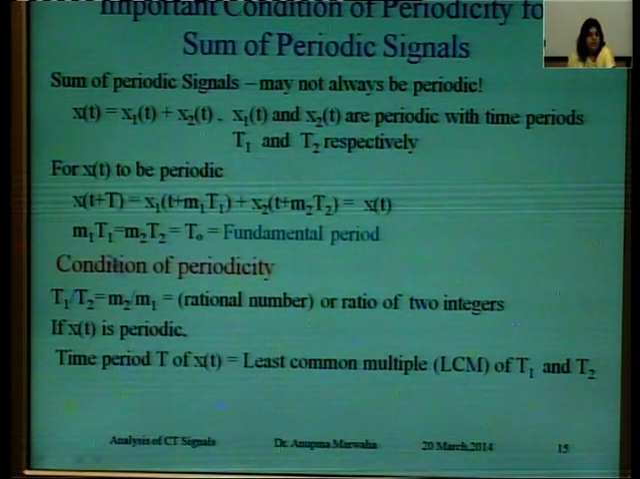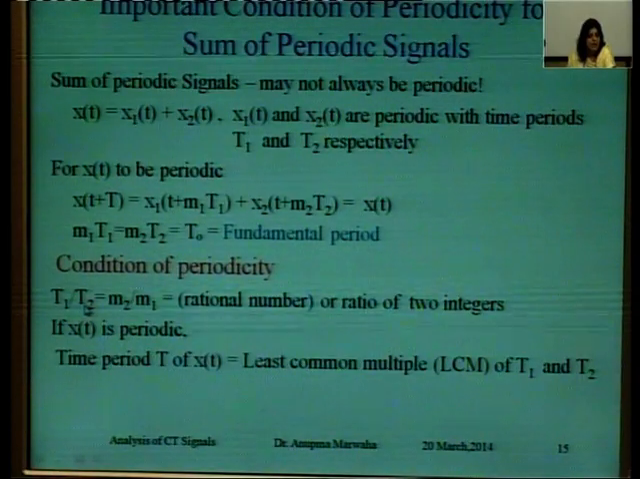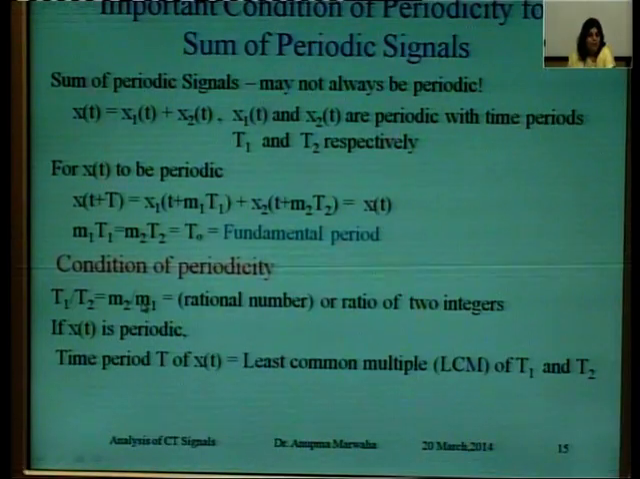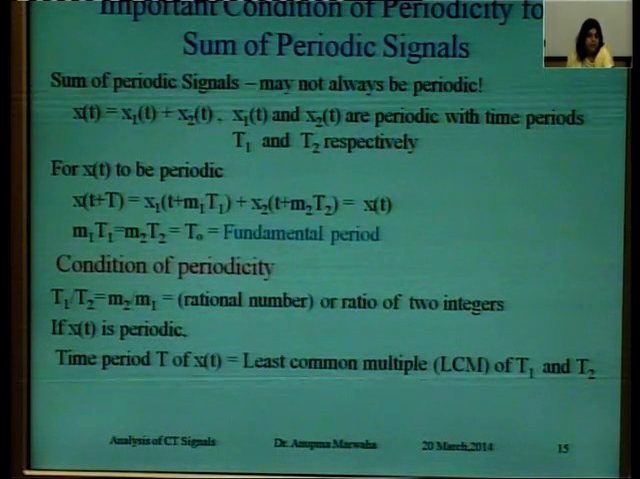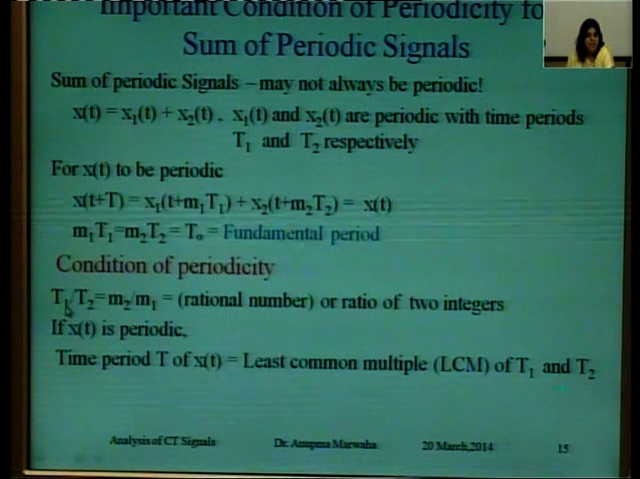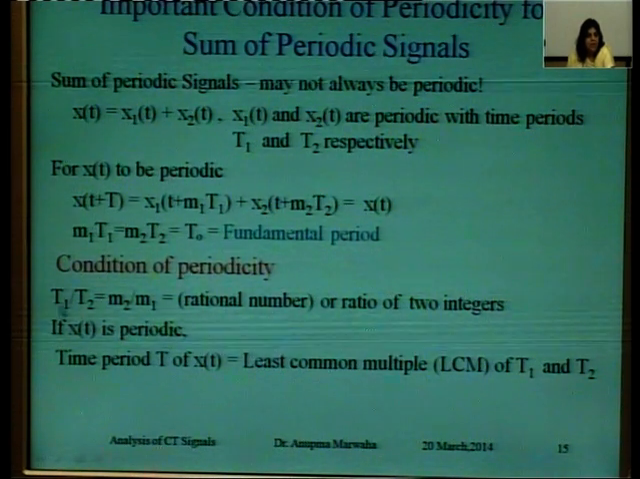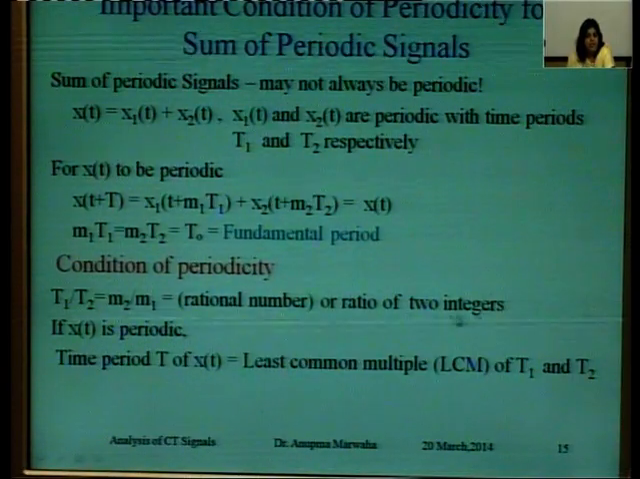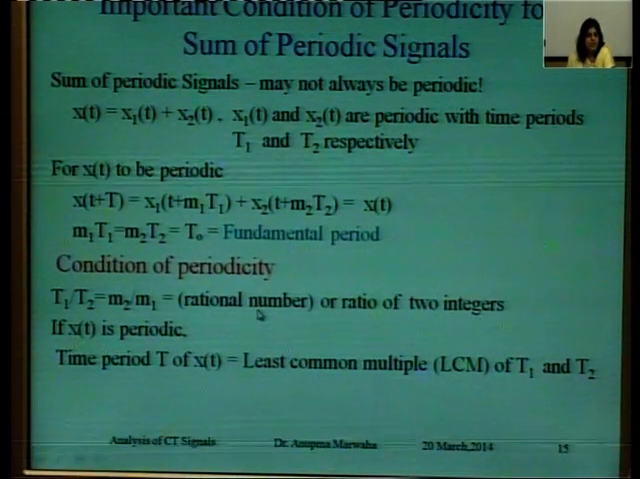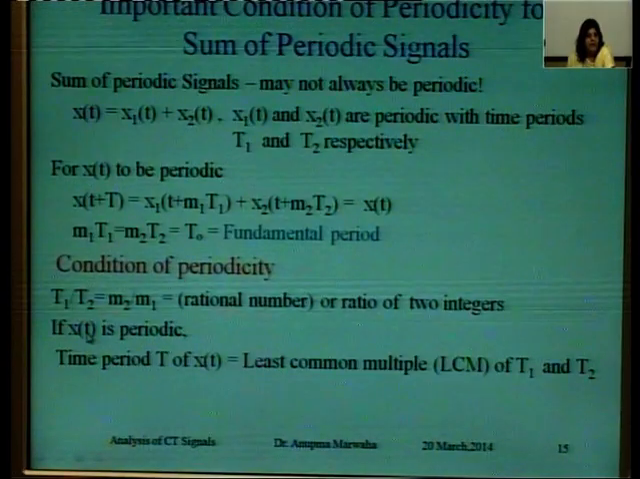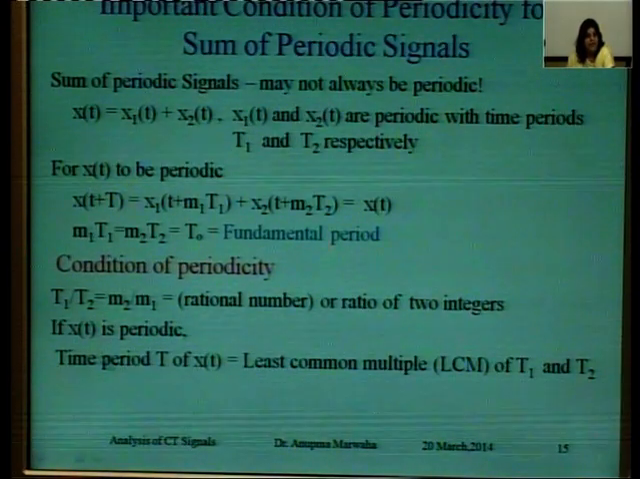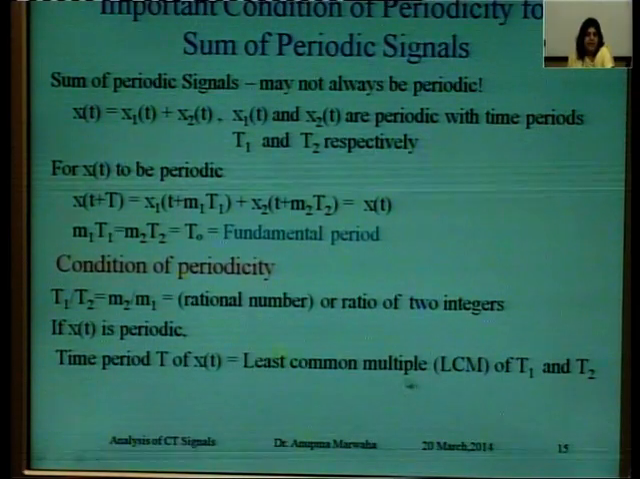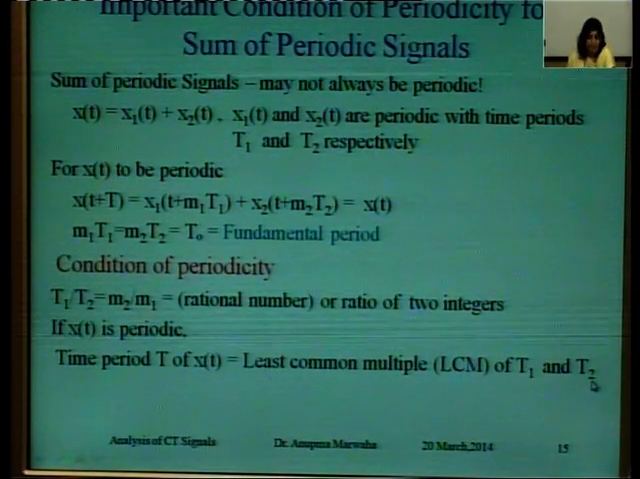If we solve this expression, what do we get here? We get t1 by t2 equal to m2 by m1, where m1 and m2 are some integers. That means for x(t) to be periodic, the ratio of the time periods t1 and t2 should be a ratio of two integers, that is, it should be a rational number. And if x(t) is periodic, how can we find the time period? The time period will be determined by taking the LCM of t1 and t2.